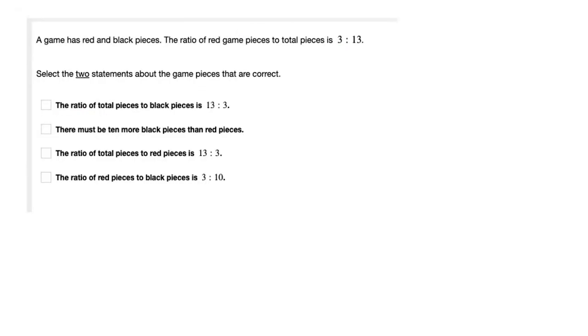A game has red and black pieces. The ratio of red game pieces to total pieces is 3 to 13. So that means there are 3 red and 13 total. Not 13 black, 13 total. So how many black are there? If 3 are red and there's 13 total, that means 10 are black. Sometimes it helps to figure those things out ahead of time. Now it says select the 2 statements that are correct, so we've got to find 2.